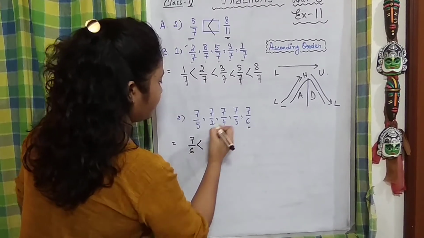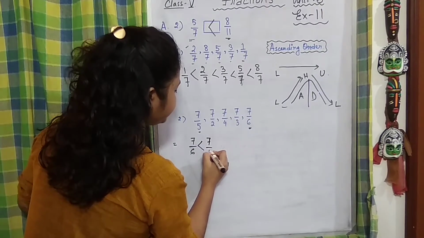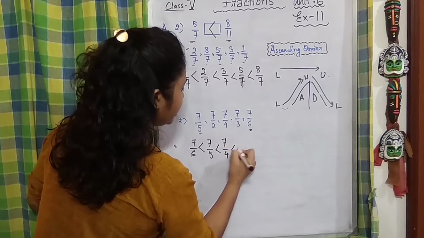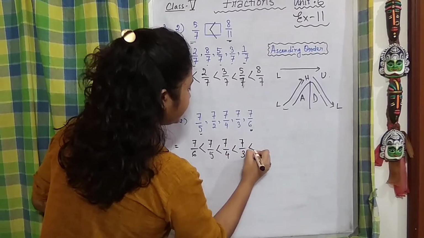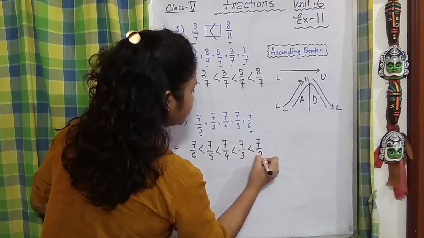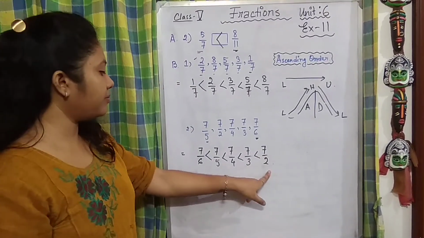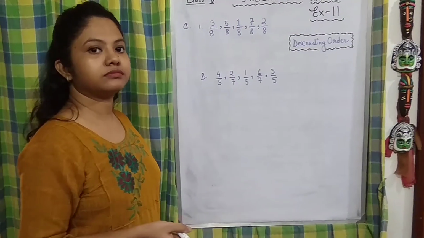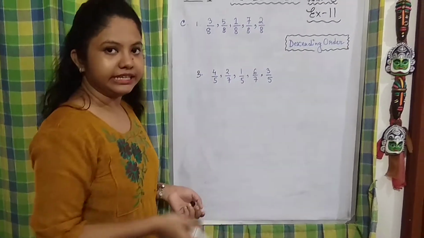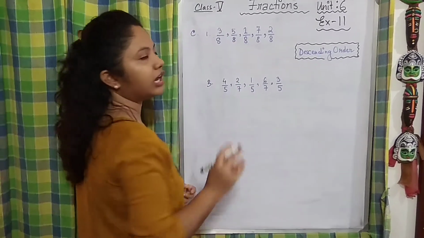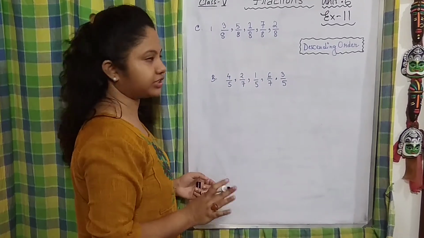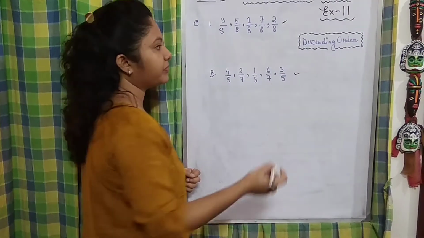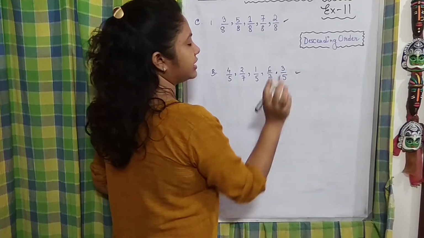Then which one? 7 by 5. Then 7 by 4, 7 by 3 and 7 by 2. So 7 by 2 is the largest number, 7 by 6 is the smallest number. Coming back to the number C, where it is said two sets of fractions I have taken, where these are the like fractions, these are the unlike fractions. Okay, sets of like fraction, sets of unlike fraction.